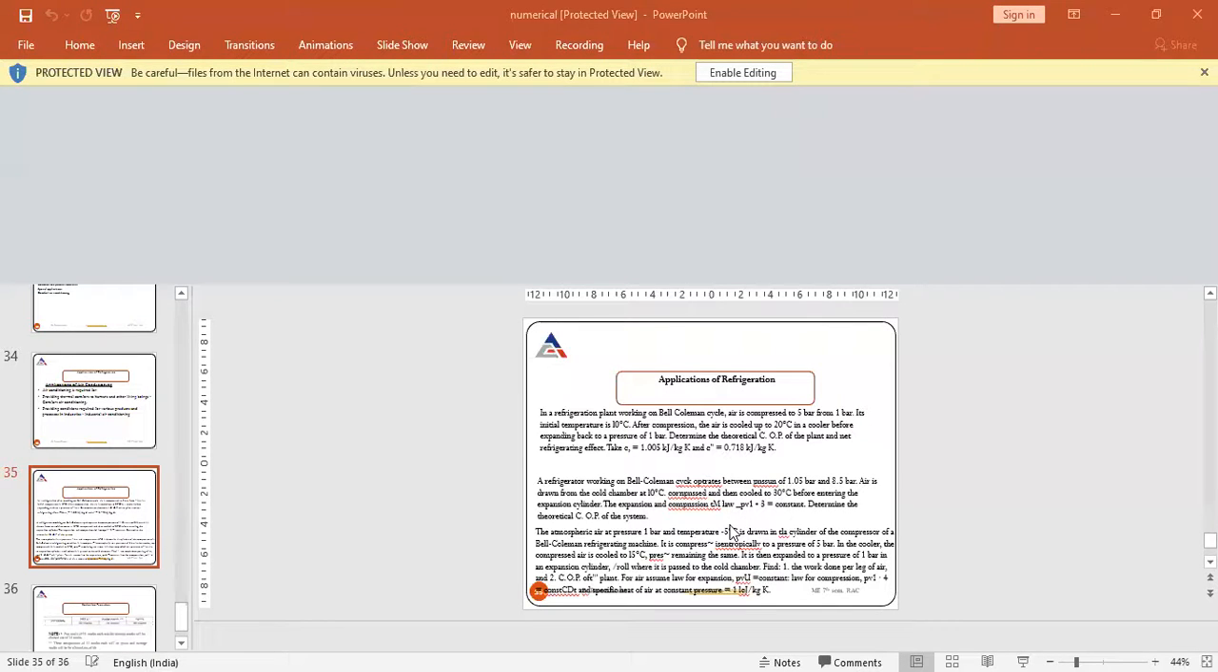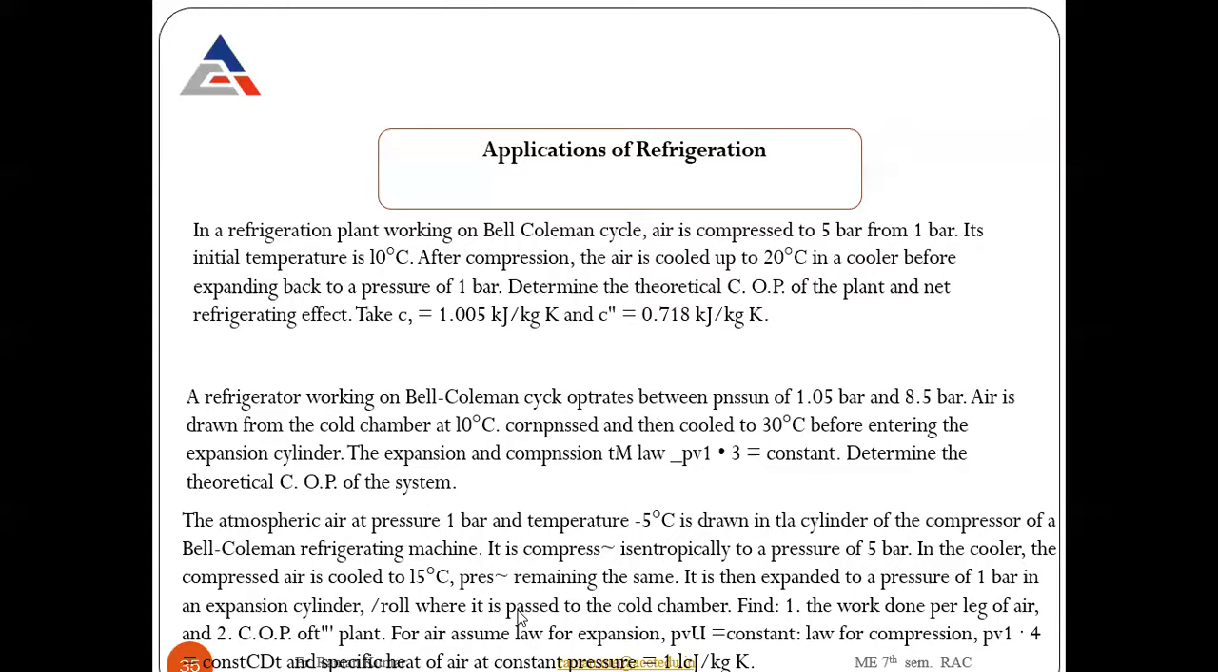Better, next numerical. Write down the atmospheric air. Can you see it on the screen? Third numerical? Yes, sir. Okay.